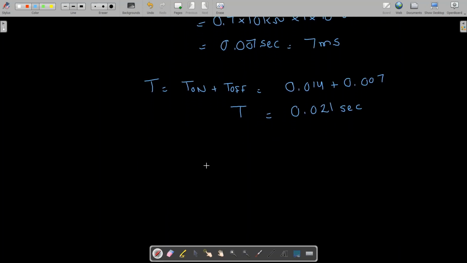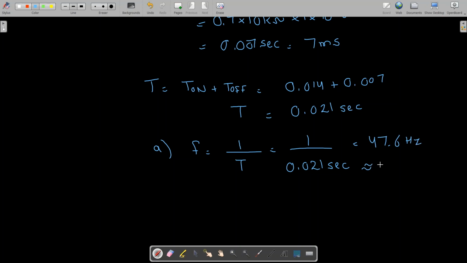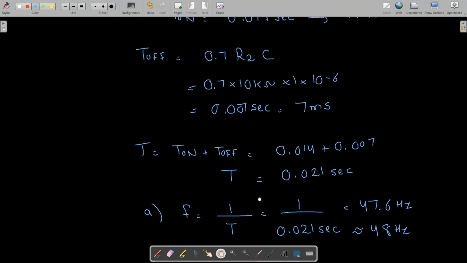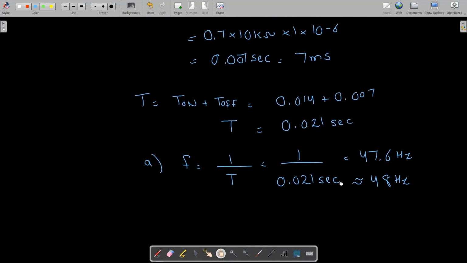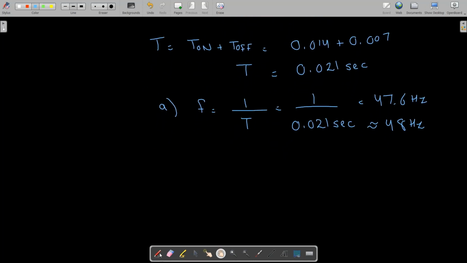Now to find the frequency. Frequency is the inverse of the time period or the time. So we have 1 divided by 0.021 second. And this comes out to 47.6 Hertz, which is approximately equal to the 48 Hertz as found by method 1. Fine. If you look at here, using method 1, we found the frequency as 48 Hertz, and this is almost equal to the 48 Hertz.